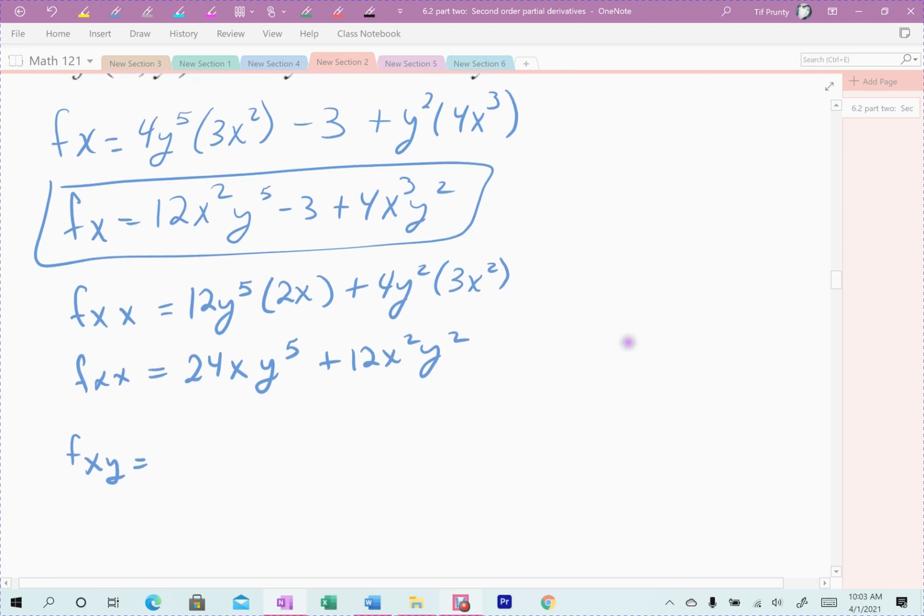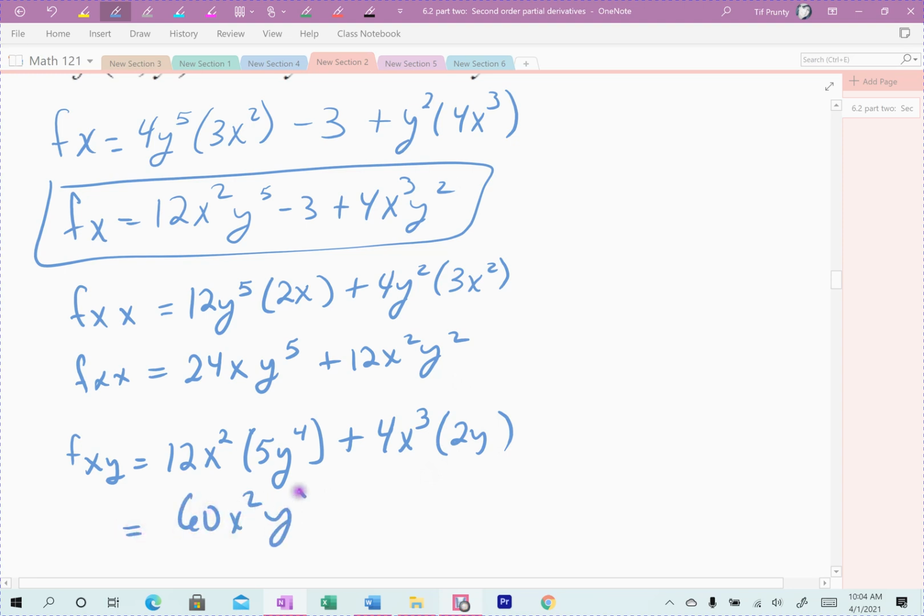Alright, now my second derivative with respect to y. Alright, so now I'm looking at the y part, so it's important which part I'm looking at. And so the 12x squared will come along. I take the derivative of the y to the fifth, so I'm going to get 5y to the fourth. Plus the 4x cubed comes along. I take the derivative of the y squared, which is 2y, and then we clean it up. We get 60x squared y to the fourth plus 8x cubed y. Alright, and there's my derivative with respect to x, then y.